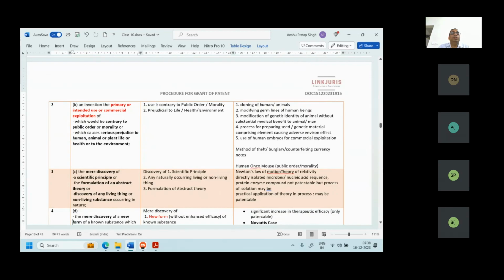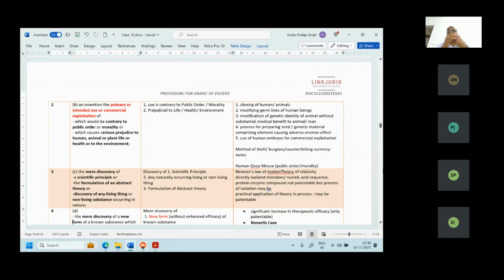Then comes if you cause serious prejudice to any life, whether it is human, animal, plant, or environment. If your invention is prejudicial to life, health, or environment, then you will not get the patent. The general examples of this, in which you don't get a patent, are cloning of human animals, modifying germlines of human beings, modification of genetic identity of animals without substantial medical benefit to animal or man, processing or preparing seed, genetic material, comprising elements using adverse environment effect.